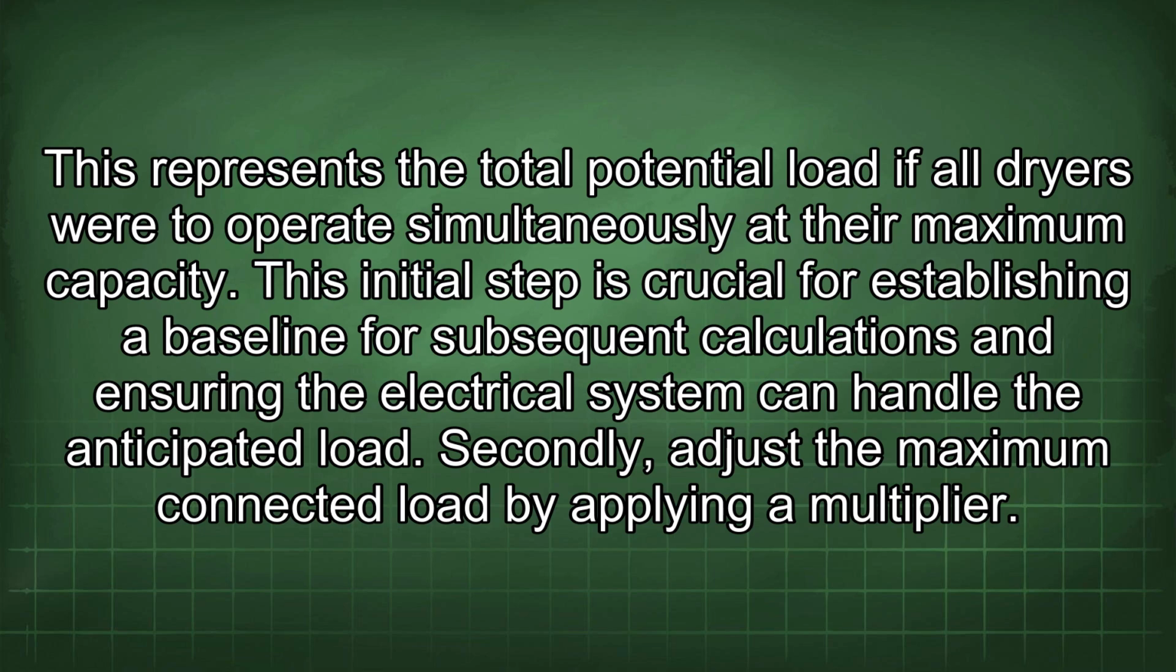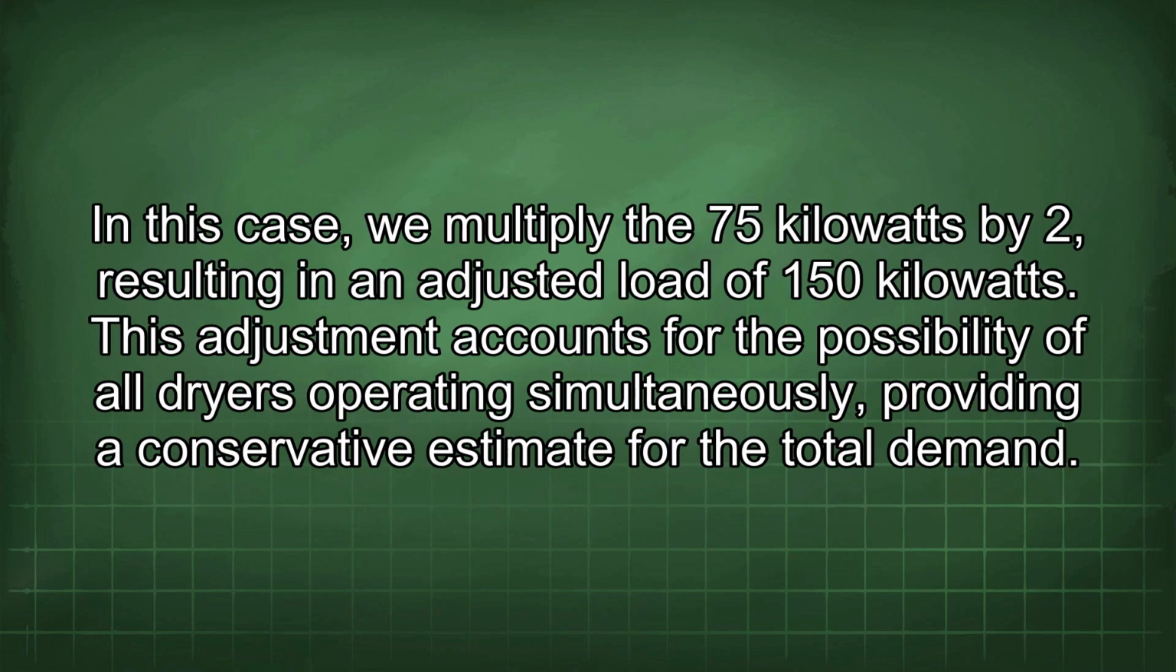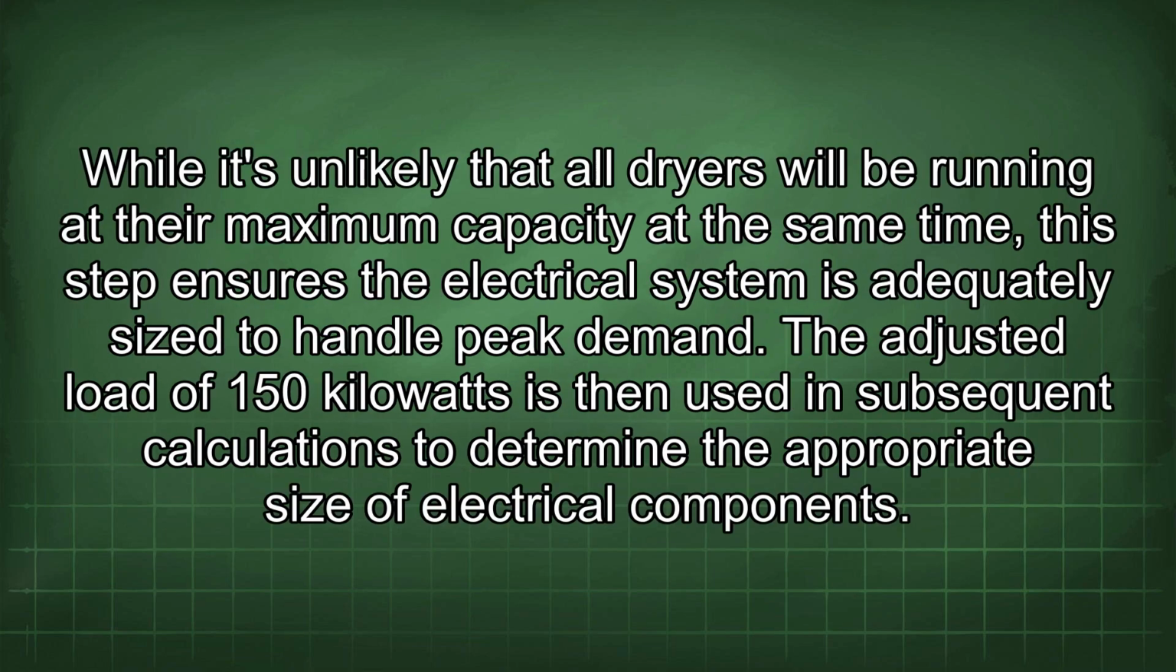Secondly, adjust the maximum connected load by applying a multiplier. In this case, we multiply the 75 kilowatts by 2, resulting in an adjusted load of 150 kilowatts. This adjustment accounts for the possibility of all dryers operating simultaneously, providing a conservative estimate for the total demand. While it's unlikely that all dryers will be running at their maximum capacity at the same time, this step ensures the electrical system is adequately sized to handle peak demand. The adjusted load of 150 kilowatts is then used in subsequent calculations to determine the appropriate size of electrical components.